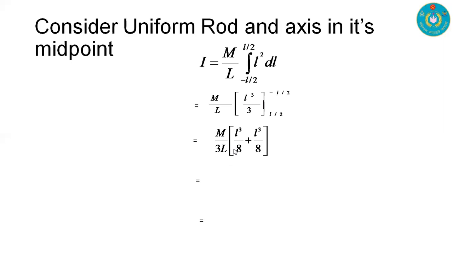After putting these limiting values into l cube by 3, at first we put the upper limit, next we put minus the lower limit, that is l cube by 8, and for the double minus we can write the value plus l cube by 8. Finally we get m by 3l into 2l cube by 8, and after calculating we can write the equation 1 by 12 ml square.